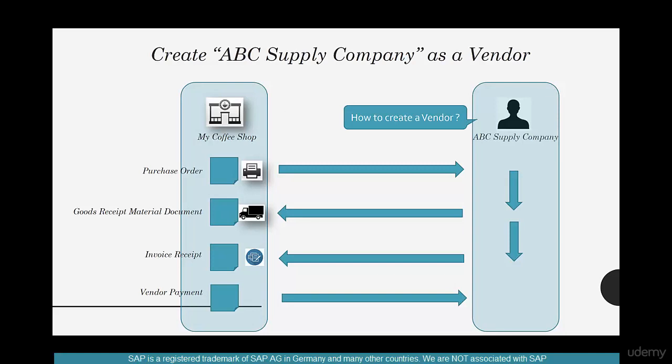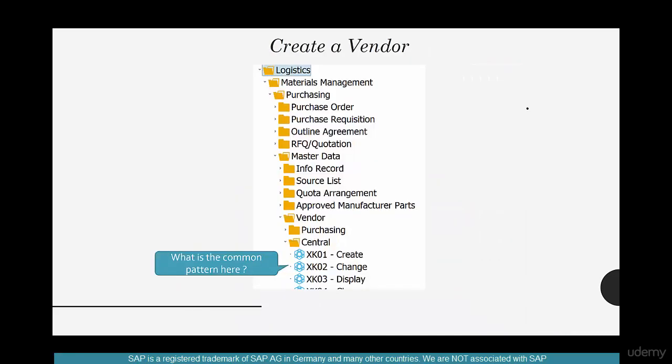So we want to create a vendor, ABC Supply Company. And how do you create a vendor? Under purchasing, master data, vendor, central, create. And if you look at these transactions, you'll see a common pattern. There is a 01 for create, 02 to change, and 03 to display. And in fact, that's the common pattern that you see across most of the easy access transactions.